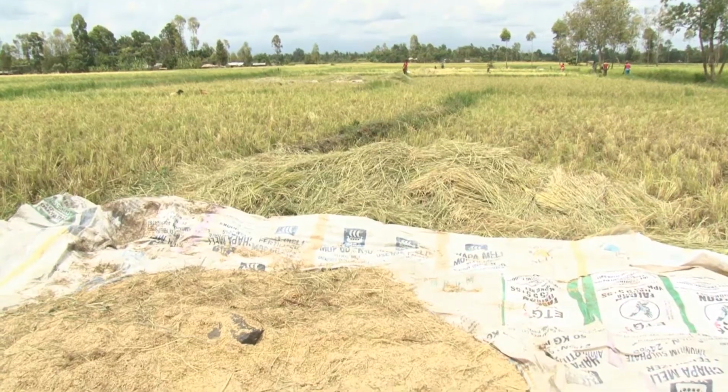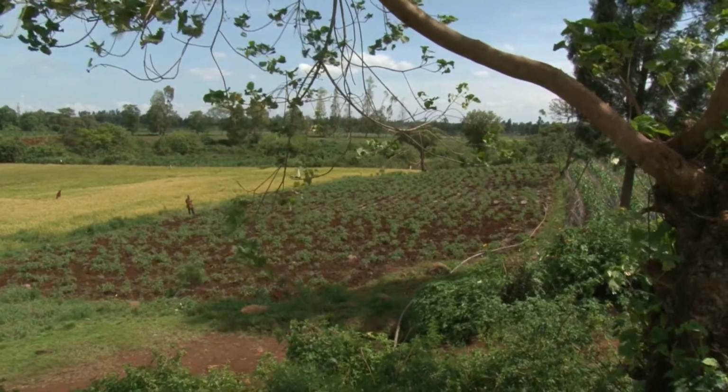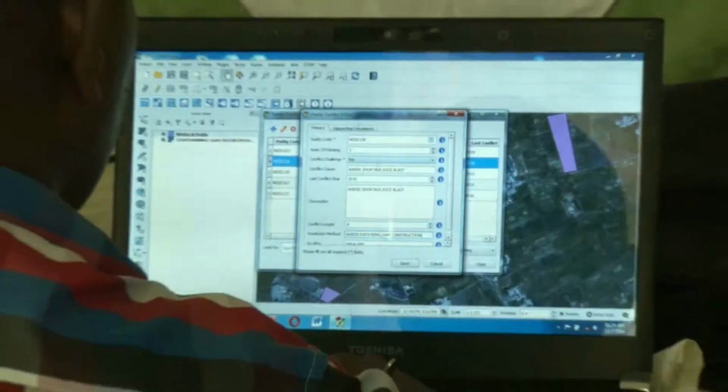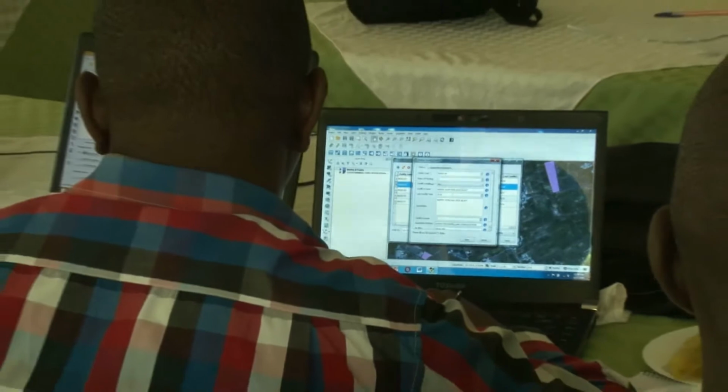The issue of mapping and data collection has come out very clearly, and when we implement this, I think we've been going in the right direction. And if we were to upscale the project, I would really focus on data collection for decision making.